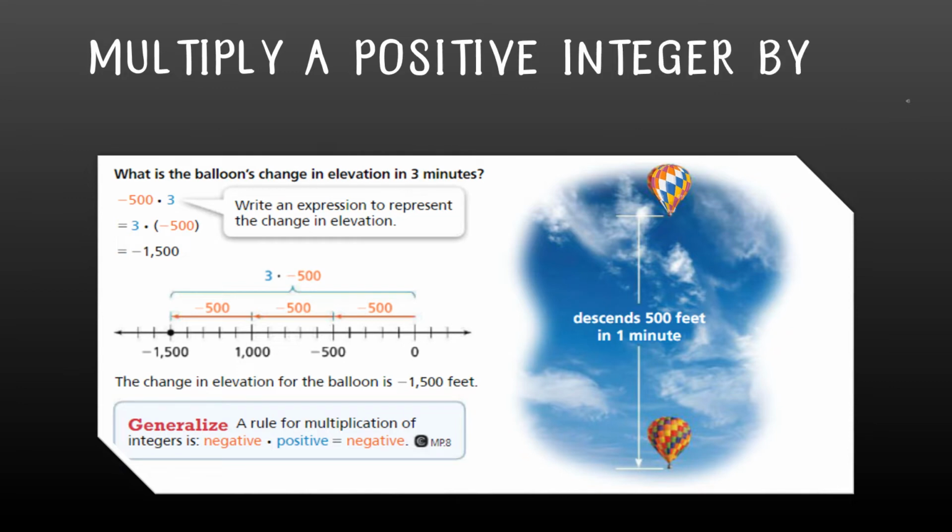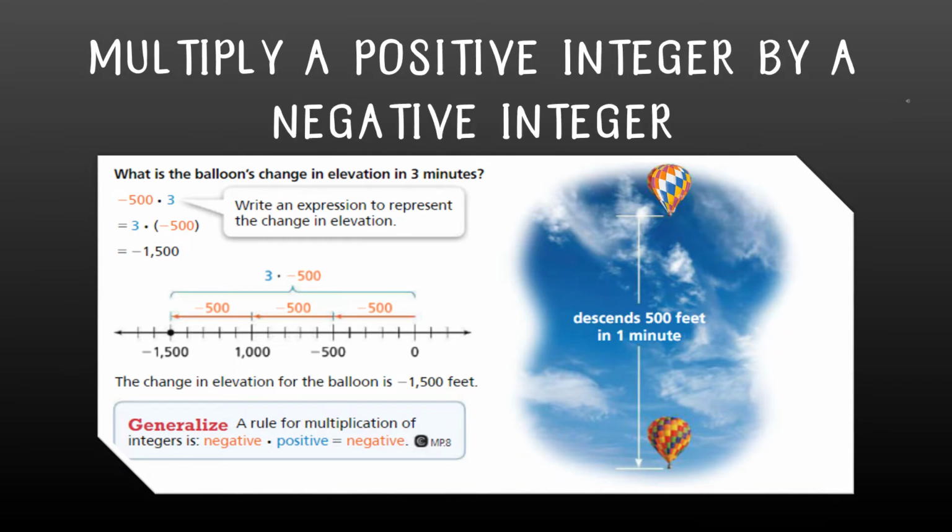Another case is when we need to multiply a positive integer by a negative integer. In this second example, we need to find the balloon's change in elevation in 3 minutes. As you can see in the picture to the right, the balloon descends 500 feet each minute. Then we are going to solve the multiplication -500 times 3, because it's going down. You can represent this on the number line starting on 0 and going back 500 three times.